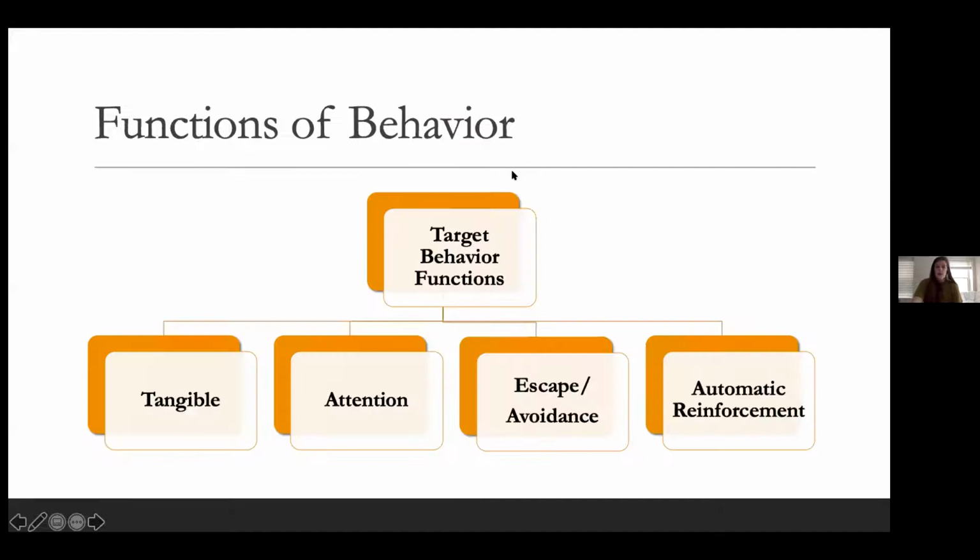So, like that picture of our lovely cat described, there are really four main functions of behavior. One would be access to tangible items. So that's getting access to preferred activities, to preferred items. If they have a favorite toy, a favorite edible item such as pretzels or chips, those types of things, going for walks, going to play on the swing. Those would be all examples of tangible items.